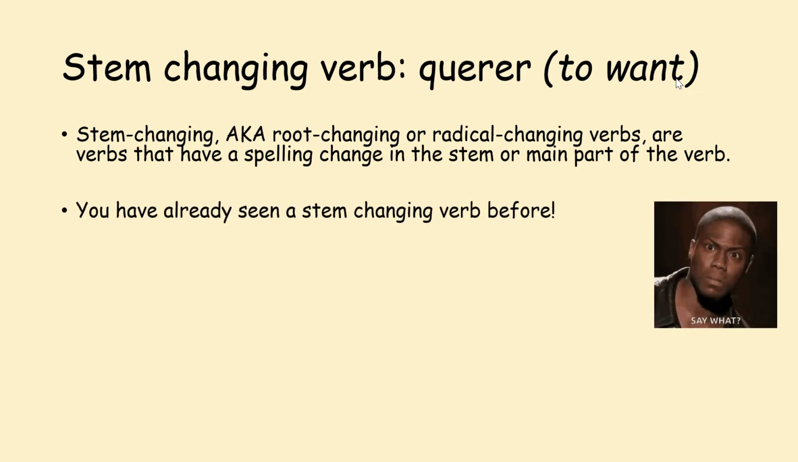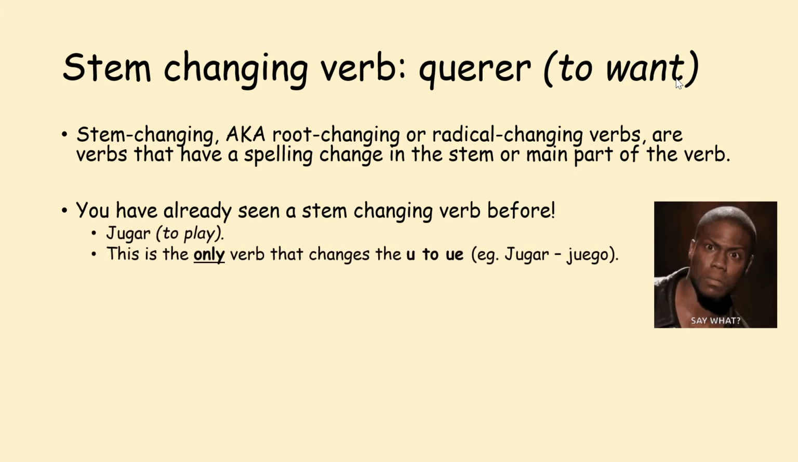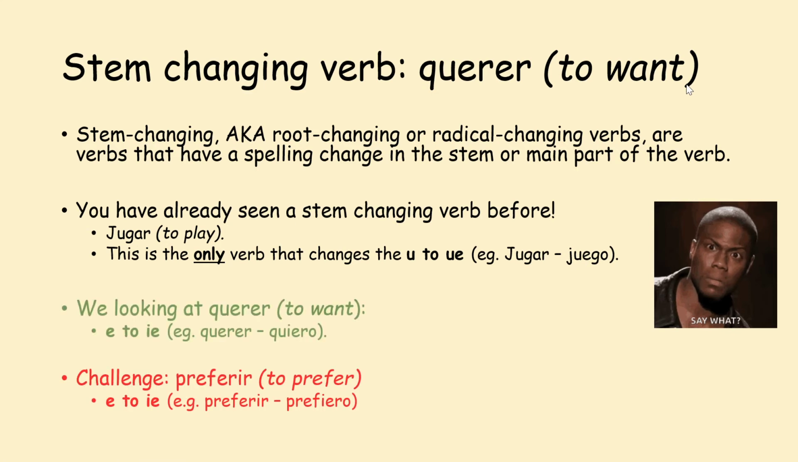You have actually already seen a stem changing verb before. Say what? You have seen it with jugar, which means to play. This is the only verb that changes in the stem from U to UE, as you can see here. So we've got our infinitive to play, jugar, and then the U has changed to UE, because that's how we say I play, juego. But today we are looking at, here in green, querer, which is to want, and the rule is E to IE. Querer, to want, quiero, I want.